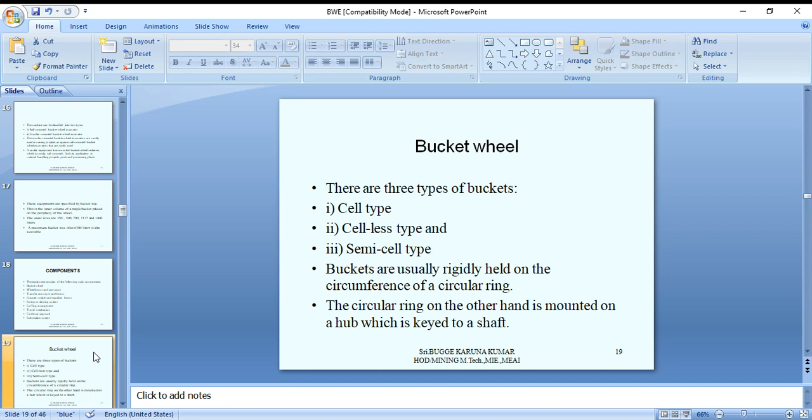Buckets are usually rigidly held on the circumference of a circular ring. The circular ring, on the other hand, is mounted on the hub, which is keyed to a shaft. So this is the one basic thing.